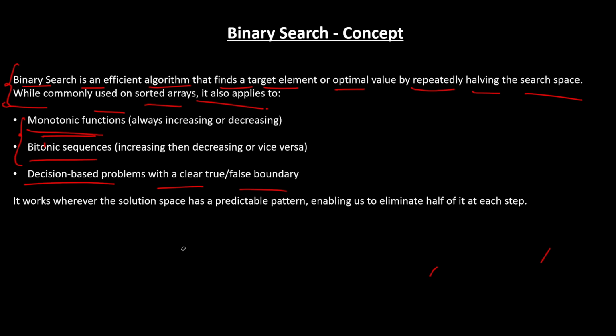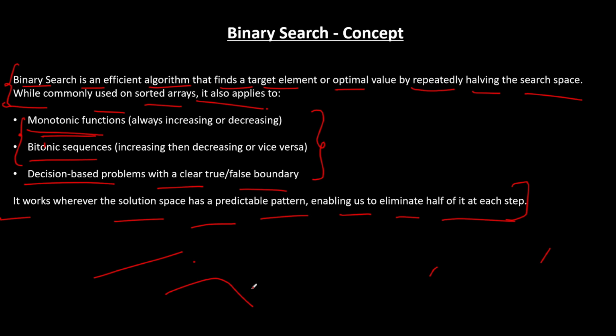And decision based problems with clear true false boundaries are basically like you have a range and you got a value. Is it equal to the number which we are going to find or not? In that case we use this decision based problem. This is just a format of the sequence which you get, in which you can clearly figure out whether you have to use binary search or not. So it works wherever the solution space has a predictable pattern, enabling us to eliminate half of it at each step. It has to be a predictable pattern, right? Since monotonic is a predictable pattern, bitonic is a predictable pattern, that's the way it goes.